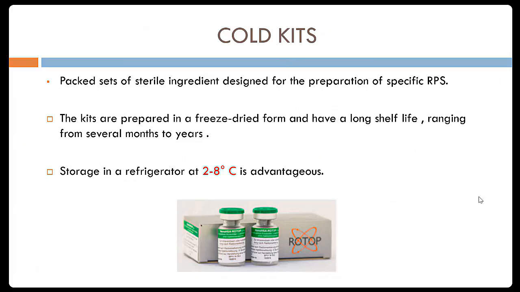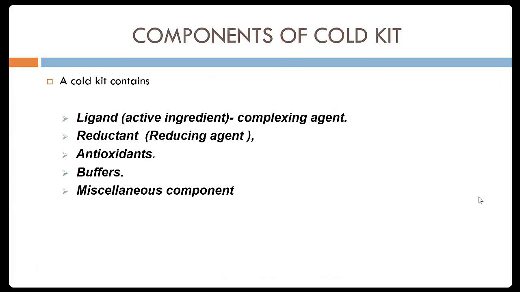We freeze it and make it into a dried form so that it has a long shelf life. We can store it for a long period of time, from several months to years. We store it in the refrigerator at 2 to 8 degrees Celsius. This cold kit consists of many ingredients to make the radiopharmaceutical. The main ingredient of the cold kit is the ligand, which is the active ingredient.